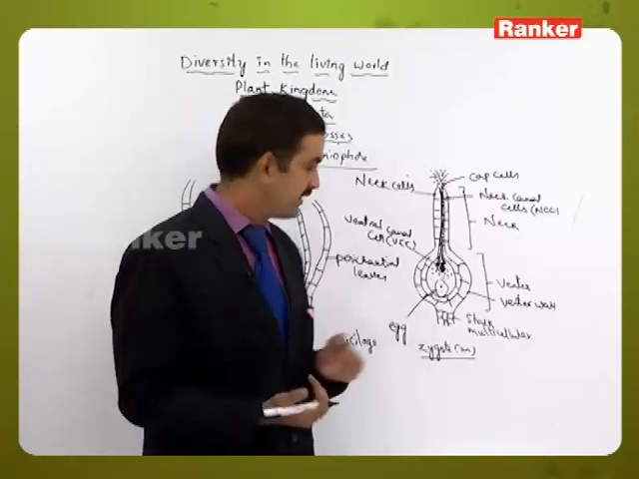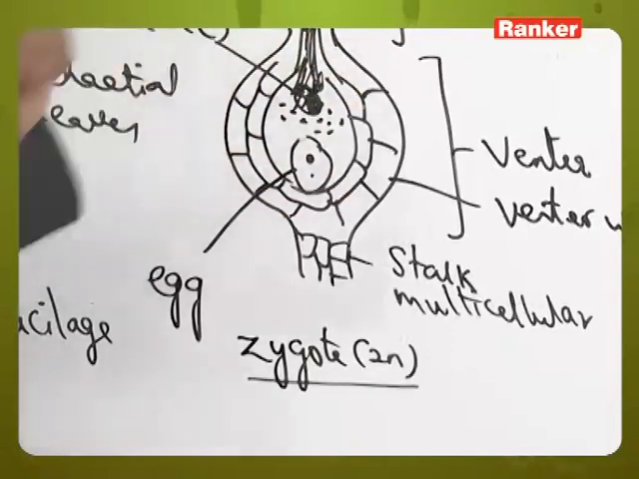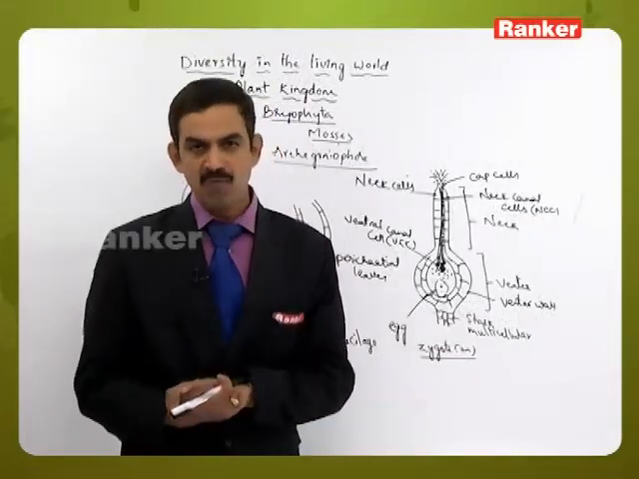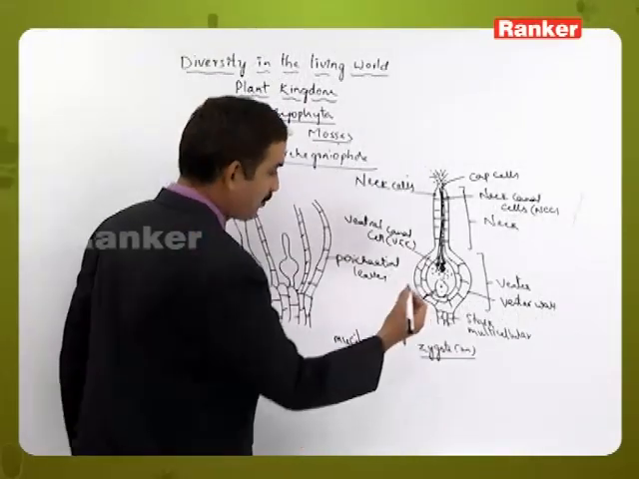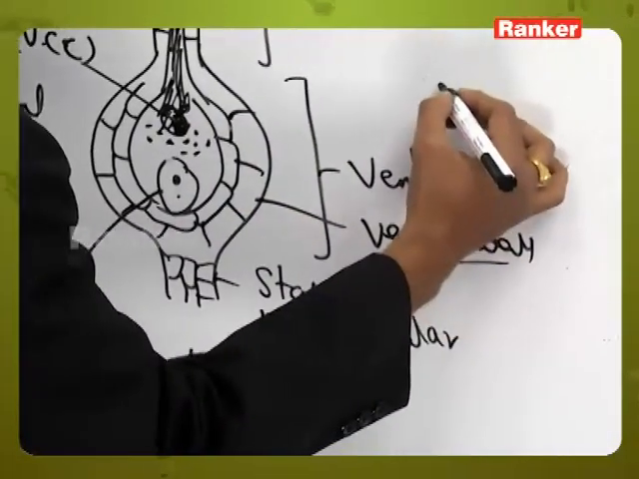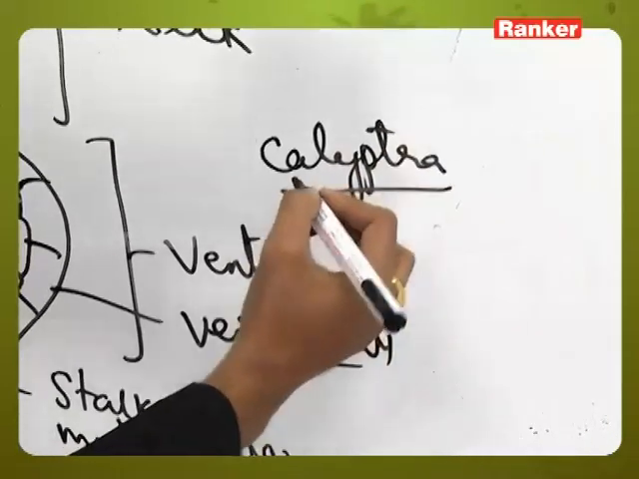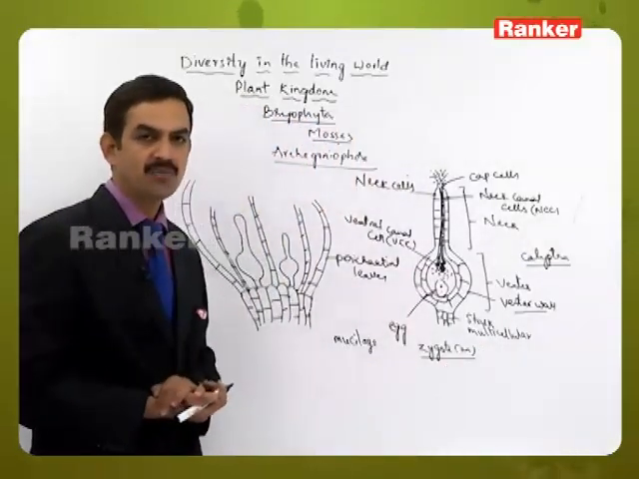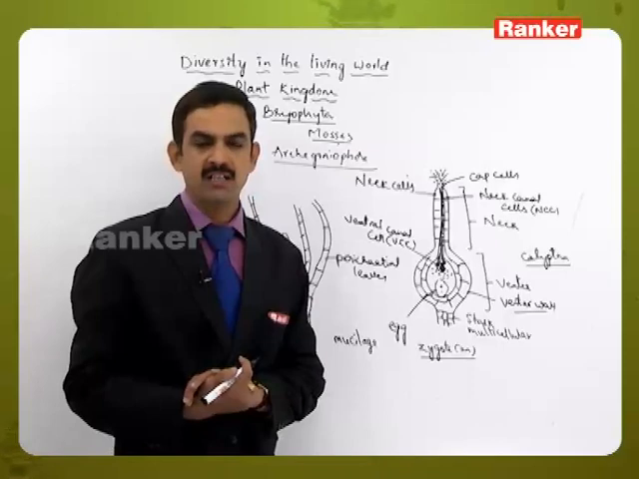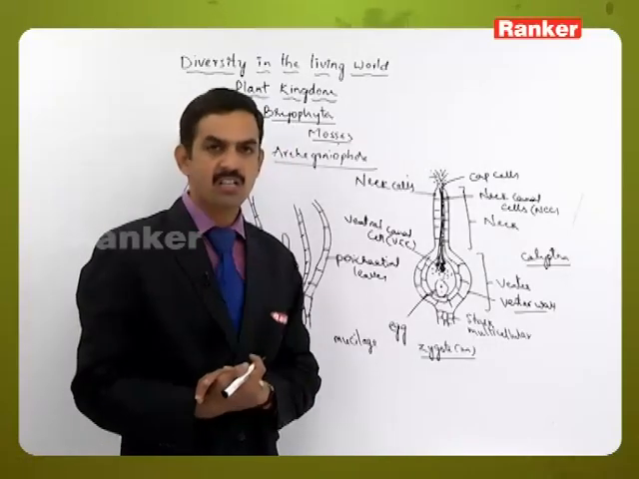In the meantime, the venter wall will also grow and develop along with the embryo, and that protective sheet which is formed from the venter wall is called the calyptra. Initially, the calyptra acts as a protective covering of the young sporophyte which is developing inside the archegonium.